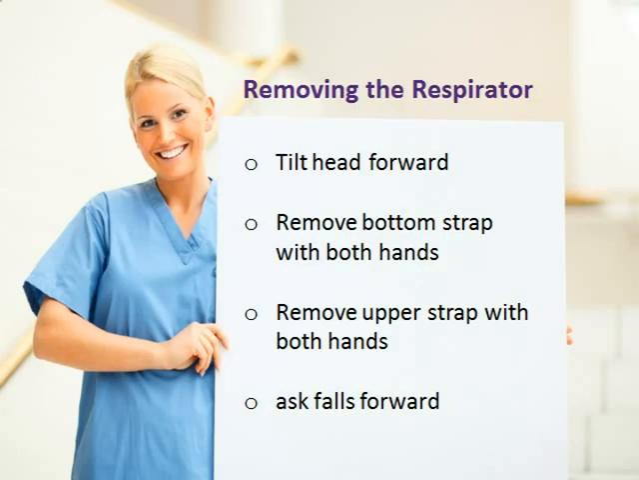When removing your N95 respirator, you must follow this protocol to prevent contamination of your hands while removing the device. It's important not to touch the front of the respirator. First, tilt your head forward. Then, using two hands to grab the bottom strap, pull the sides, then over your head. Next, use both hands to grab the upper strap, pull to the sides, then over your head. Keep tension on the upper strap as you remove it, which will let the mask fall forward. Dispose of or store the mask as per organizational policy.